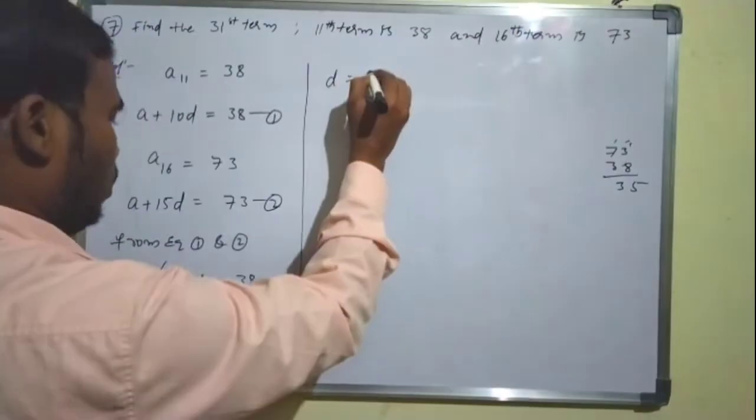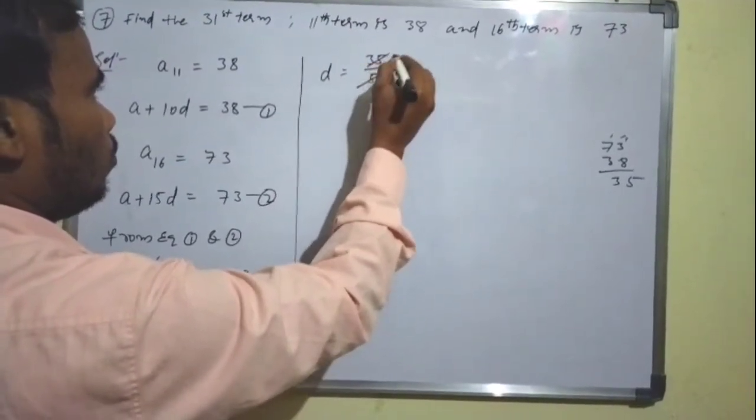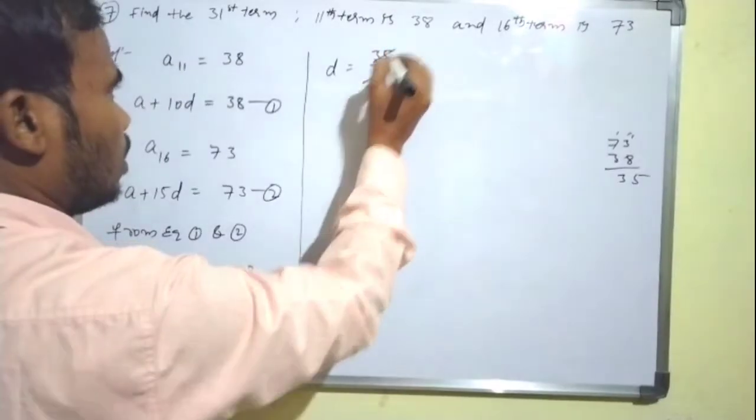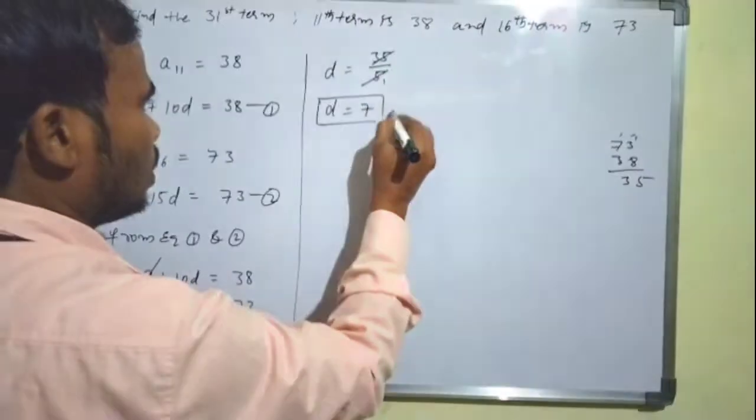d is equal to 35 by 5. 5 ones are 5, 5 sevens are 35. So d is equal to 7.